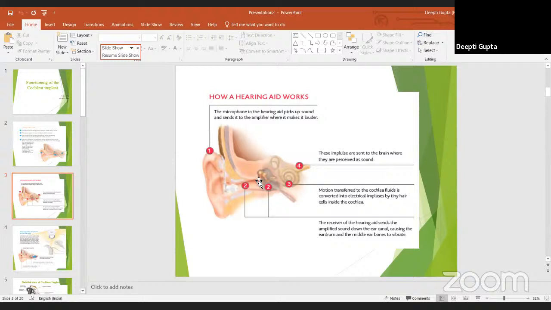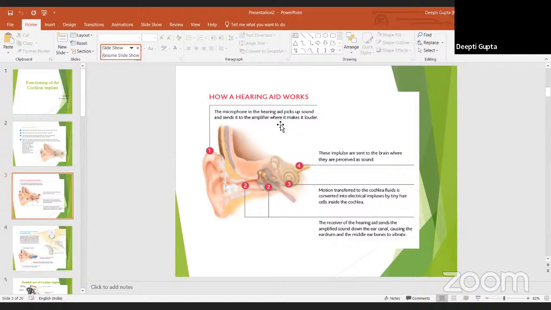From the ear canal, it will reach the eardrum, in a simple way, as it is functioning. And from the eardrum, which is the outer part of the ear, it reaches the middle part of the ear. It means it reaches the bones. And after that, it reaches the cochlea, and from the cochlea, it reaches the auditory nerves, and from the auditory nerves, it reaches the brain. So in that way, we are able to hear the sound with the help of a hearing aid.